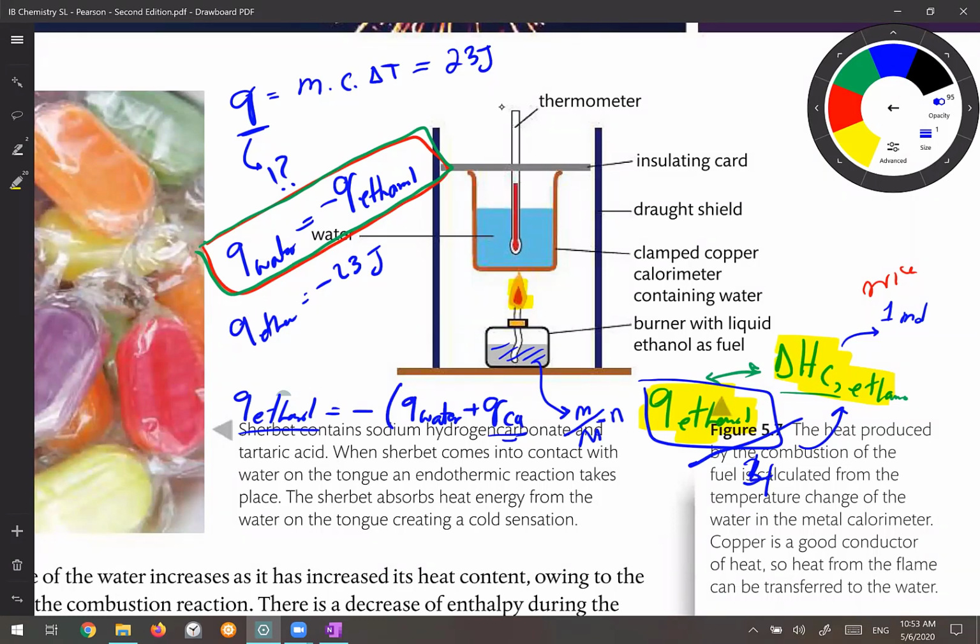So I can write the delta H of combustion equal to the negative Q of water divided by n. What is the n? n is the moles of the substance which is burned, the moles of ethanol which is burned. But another question here: how can I understand how many moles of ethanol I have burned inside this experiment?